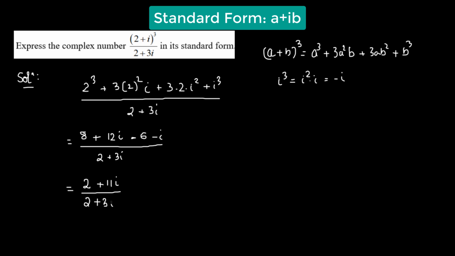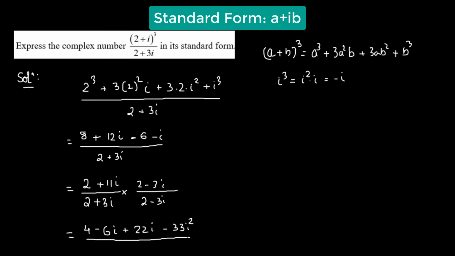Now we're going to consider the conjugate of the denominator, which is 2 minus 3i, and multiply it to both the numerator and the denominator. So let us further simplify, and this should give us 2 times 2 is 4, 2 times negative 3i is negative 6i, 11i times 2 is 22i, and 11i times negative 3i is negative 33i squared, divided by 2 squared minus (3i) whole squared.